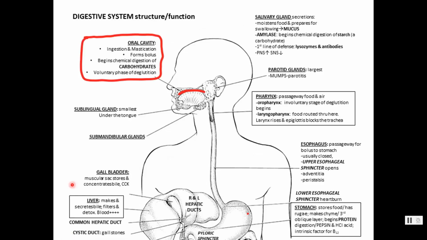So we ingest food into the oral cavity, so I just colored that red. And so we have ingestion that occurs there. Remember, you're supposed to know your -tions. We chew our food, which is called mastication. This is where a bolus forms, which is that moistened lump of food. We have our food mixed with saliva, and saliva has salivary amylase, so we are going to begin our chemical digestion of carbohydrates. This is also the place where the voluntary phase of deglutition, that's the fancy word for swallowing, occurs.